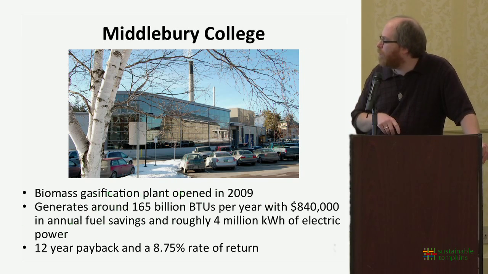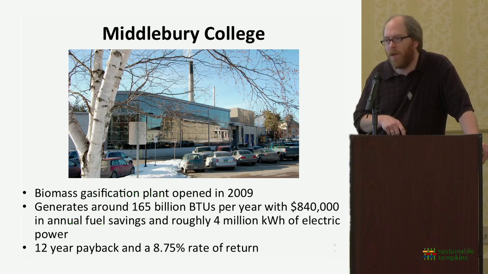Cornell uses combined heat and power with natural gas currently. Middlebury shows that you can do that with biomass. They have a 12-year payback comparable to what Cortland found for its smaller heat pump system, and a similar rate of return just north of 8.5%.